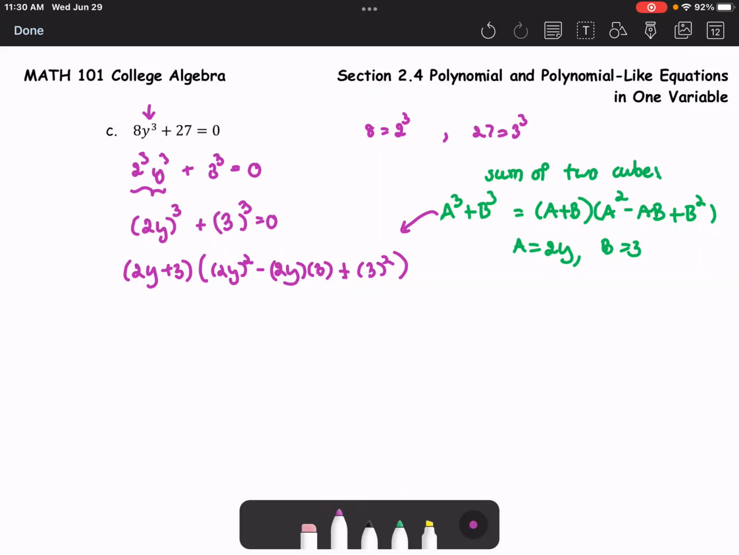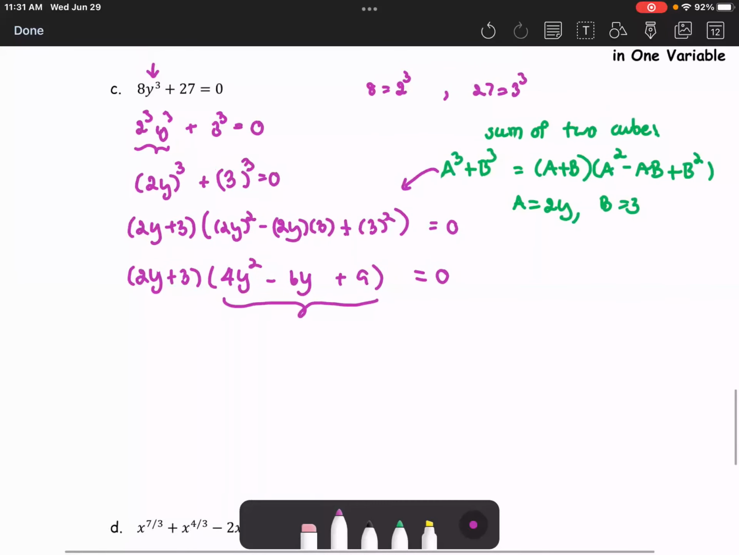And then the other side is 0. You simplify a little bit more for the second group to get 4 times y squared minus 6 times y, and then plus 3 squared, which is 9, equals 0. For the factor 4y squared minus 6y plus 9, we're going to use the quadratic formula.